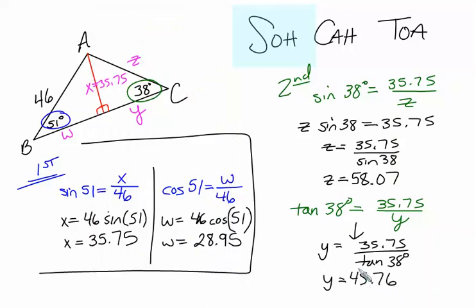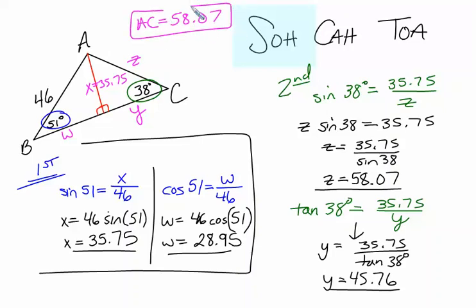Now ordinarily, in one of these problems, we're not done, because what you're typically asked to find would be the lengths of the sides of the triangle. So AC, that's easy, that's z. We would be able to say, AC is just z, which is 58.07. That would take care of AC.